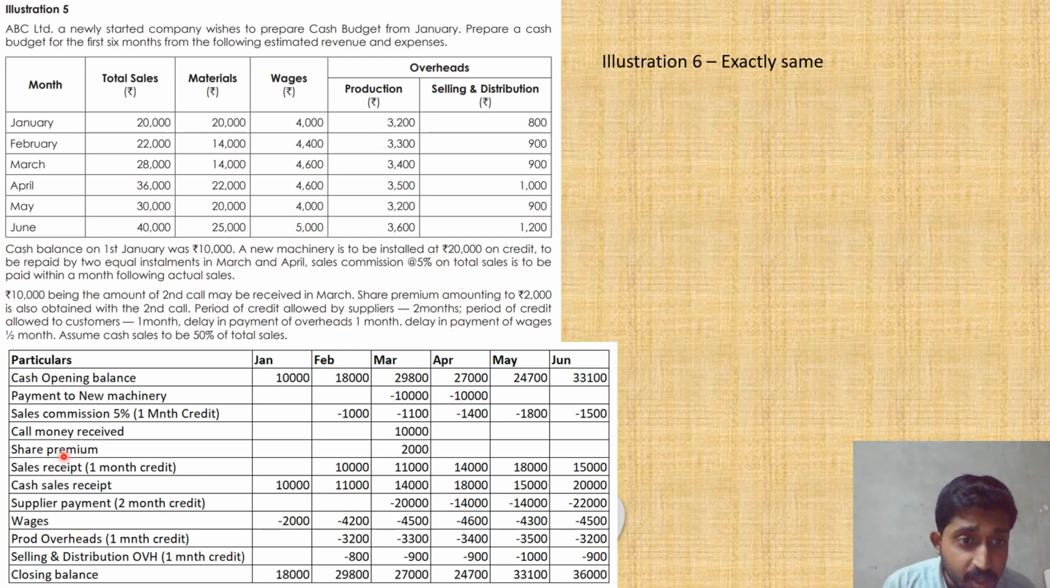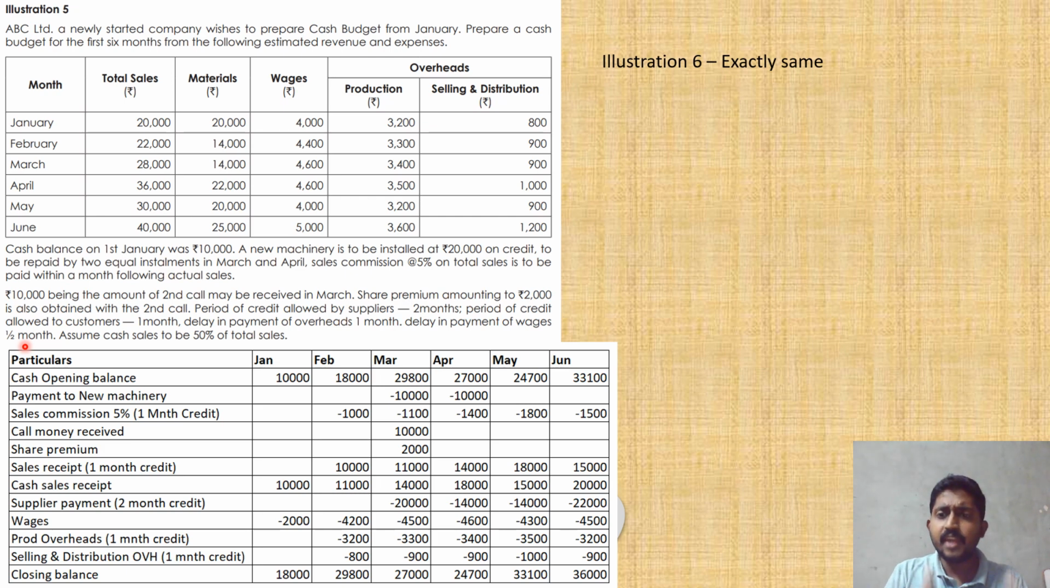Till now we have seen wages: delay in the payment of wages by half month. Which means for January, of 30 days, only 15 days of payment will take place. We are postponing by half month. The first half of January will be paid in January, the second half of January will be paid in February, the first half of February will be paid in February itself, and the second half of February will be paid in March.